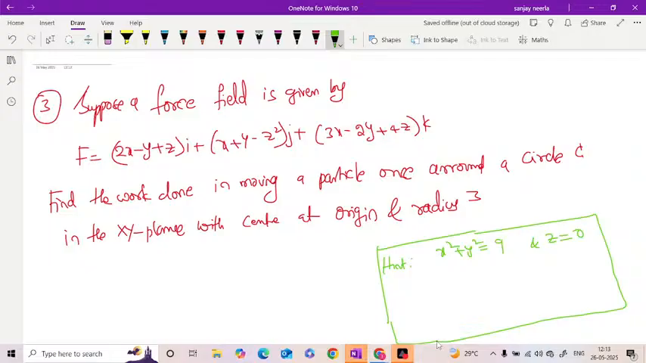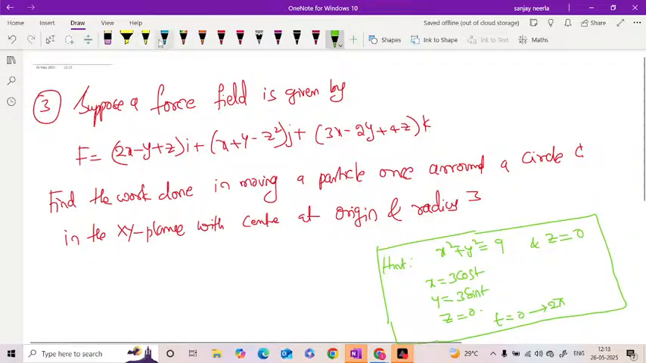Okay. Now here, what is our x, what is the y, what is the z? x is equal to 3 cos t and y is equal to 3 sin t and z is equal to 0. And what are the limits? So t limits are 0 to 2 pi. You have to take that because it is the total circular path. Okay.